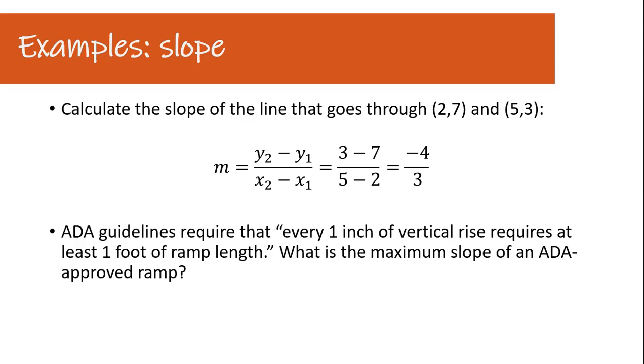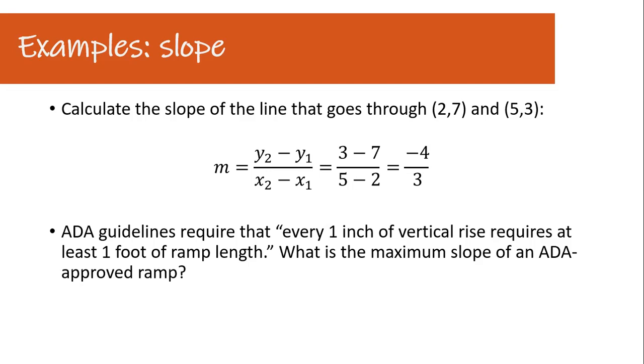What about this example? ADA guidelines require that every 1 inch of vertical rise requires at least 1 foot of ramp length. So you need 1 foot of your ramp to go up 1 inch. What is the maximum slope of this ramp? So we already know that it can only go up 1 inch. We're going over 1 foot. So rise over run is 1 inch over 1 foot.